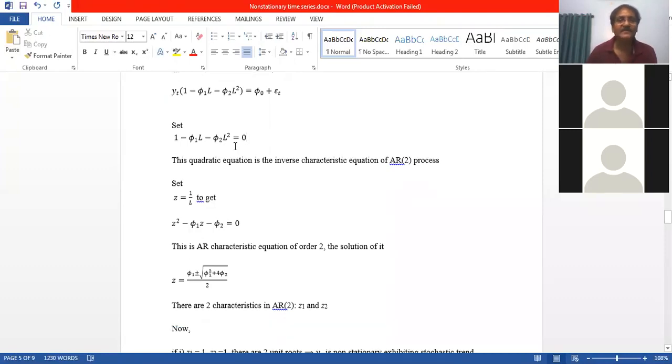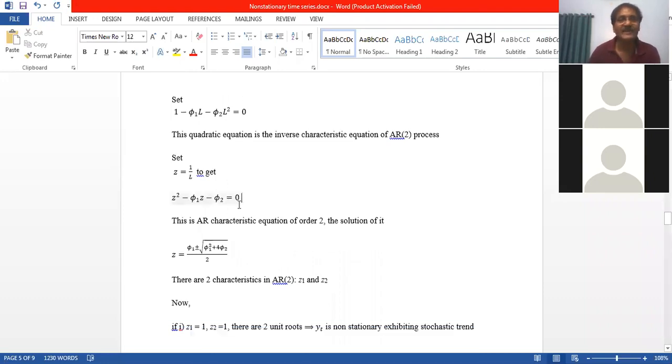If you set z is equal to 1 by L in this inverse characteristic equation, you have z square minus phi 1 z minus phi 2 equal to 0. This expression is called the characteristic equation. So in AR2, the characteristic equation is quadratic. In AR1, the characteristic equation was linear. But in AR2, the characteristic equation is quadratic.